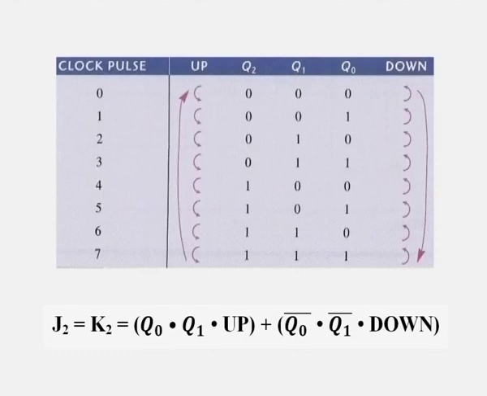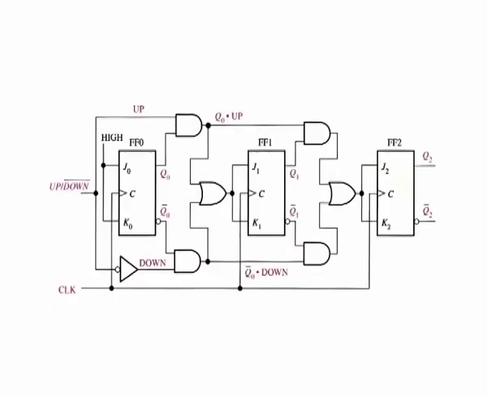Each of the conditions for the J and K inputs of each flip-flop produces a toggle at the appropriate point in the counter sequence. The figure here shows a basic implementation of a 3-bit up-down binary counter using the logic equations just developed for the J and K inputs of each flip-flop. Notice that the up/down-bar control input is high for up and low for down.